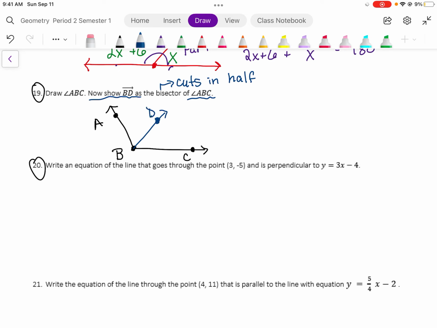So now we have a bisector on there, but they want us to show that it's a bisector. So in order to do that, we're just going to put the arcs down here, telling us that those two angles are congruent. And that's enough information to say that BD is a bisector.